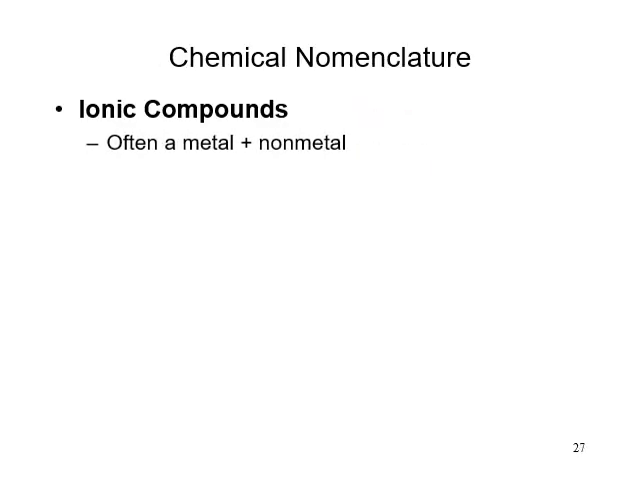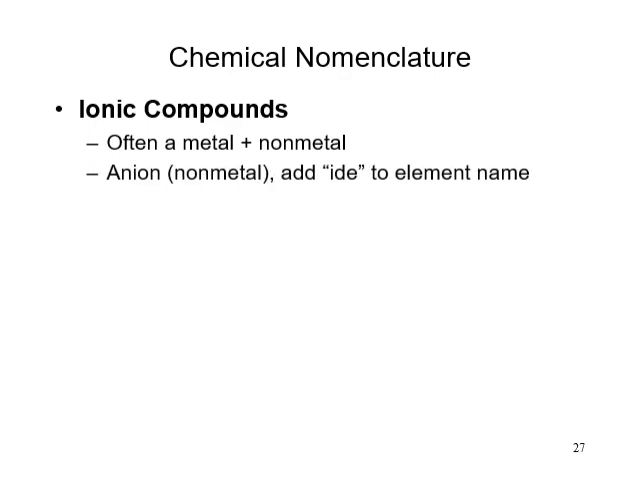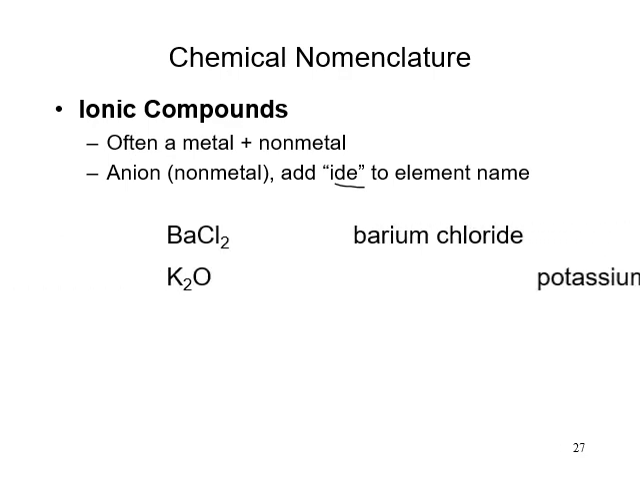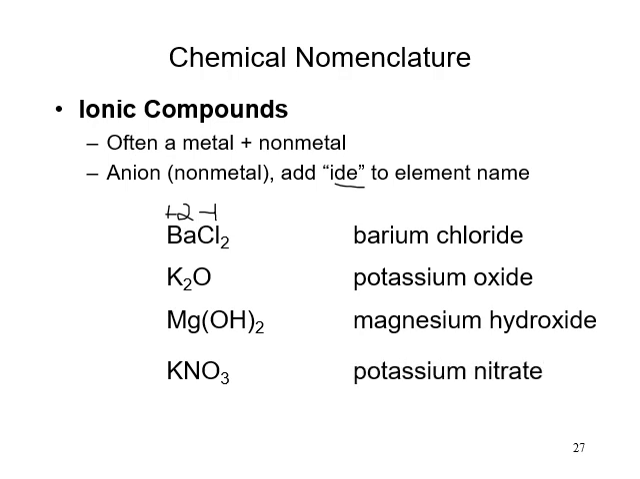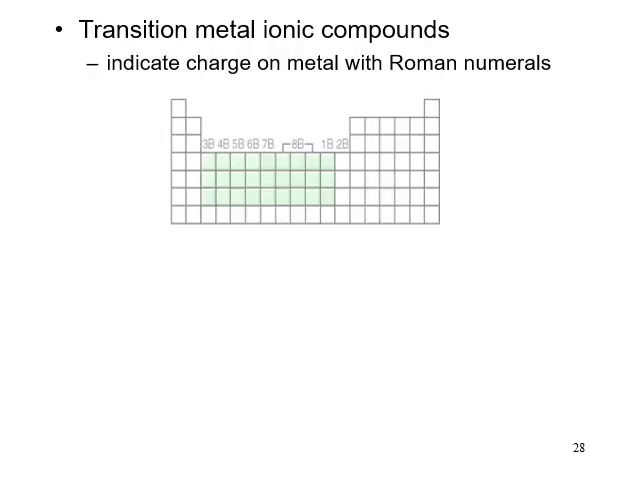As far as naming ionic compounds, often a metal and a nonmetal make an ionic compound. An anion has the "ide" ending, so this one would be barium chloride. This one, potassium oxide, and this one, magnesium hydroxide. This one's +2, and this one's -1, but there are 2 of them, so that's why it adds up to 0. And this one is potassium nitrate, NO3 being nitrate.